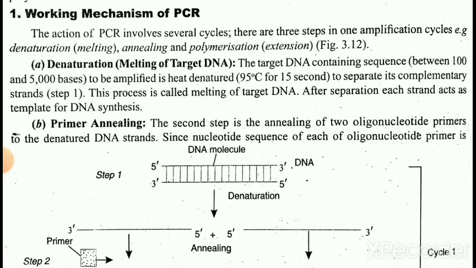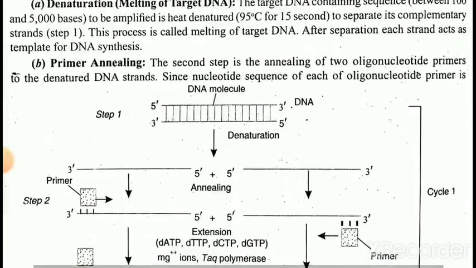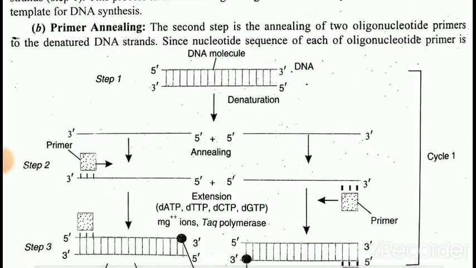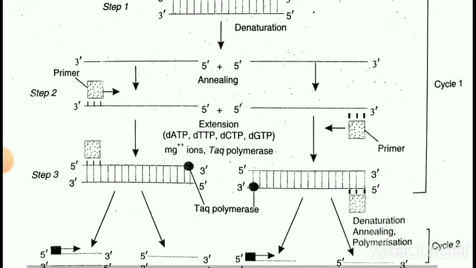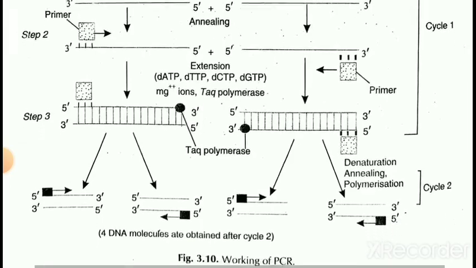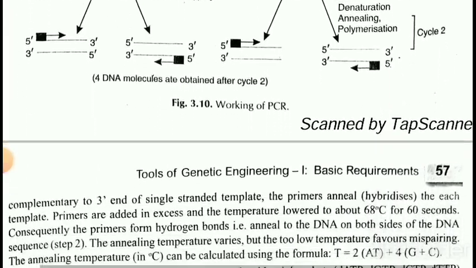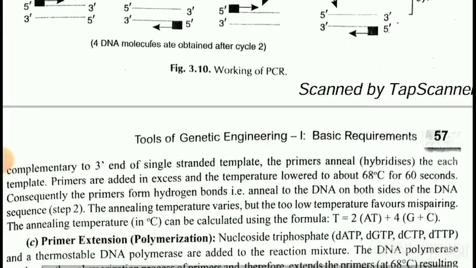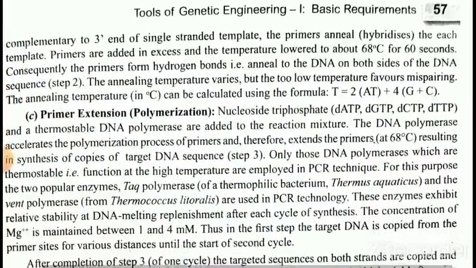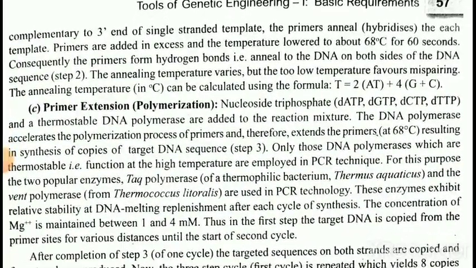B. Primer annealing. The second step is the annealing of 2 oligonucleotide primers to the denatured DNA strands. Since the nucleotide sequence of each oligonucleotide primer is complementary to the 3' end of the single-stranded template, the primers anneal, that is hybridize, to each template. Primers are added in excess and the temperature is lowered to about 68°C for 60 seconds. Consequently, the primers form hydrogen bonds, i.e., anneal to the DNA on both sides of the DNA sequence.